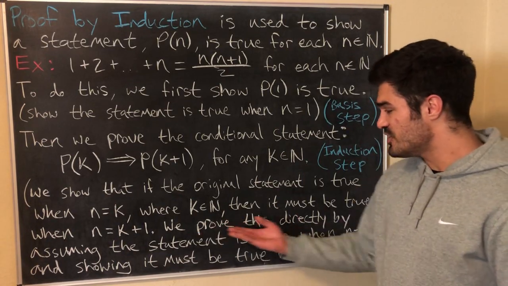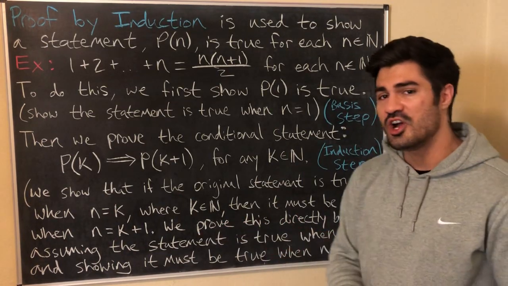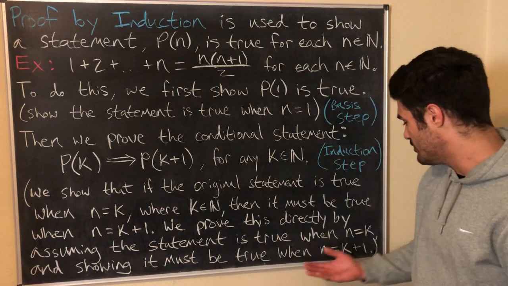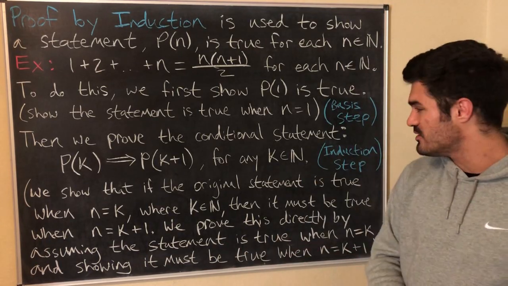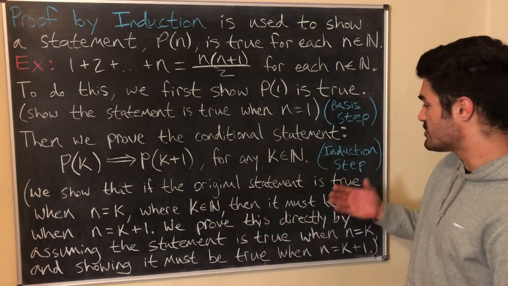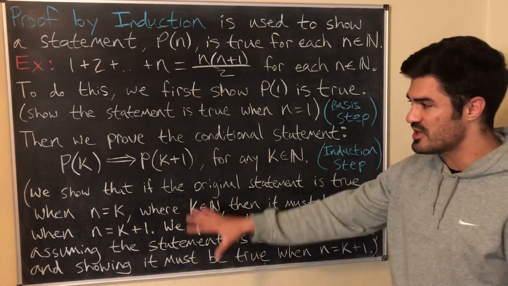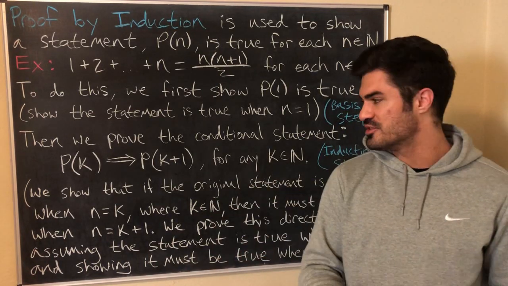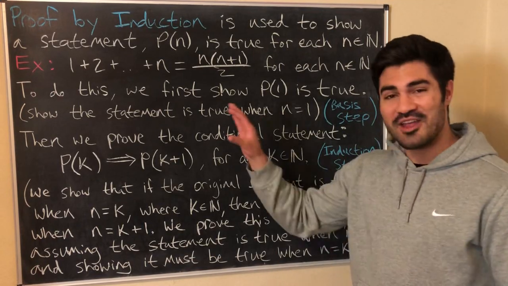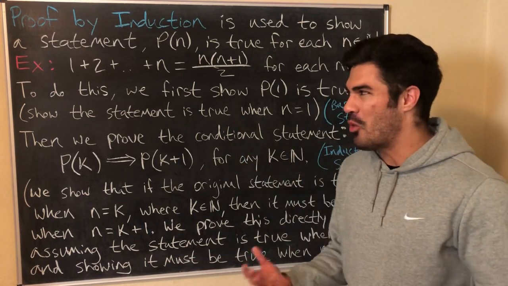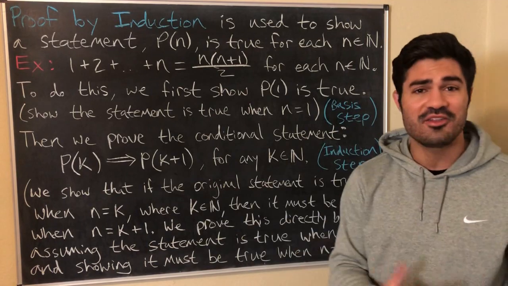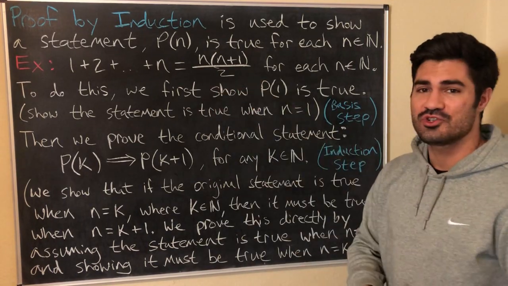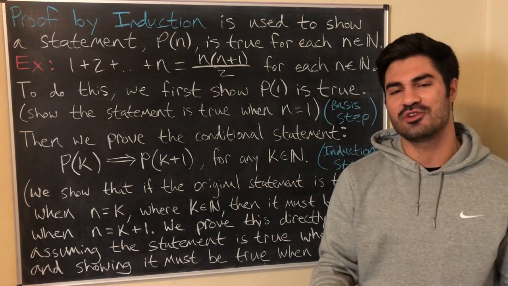So this assumption that we make is often called our induction hypothesis, when we assume the statement is true when n equals k. And this whole process is often called the induction step, or sometimes we call it verifying the induction step, okay? So now that we've covered the how, let's talk about why. Why do these steps together prove that our original statement is true for every n in the set of natural numbers?